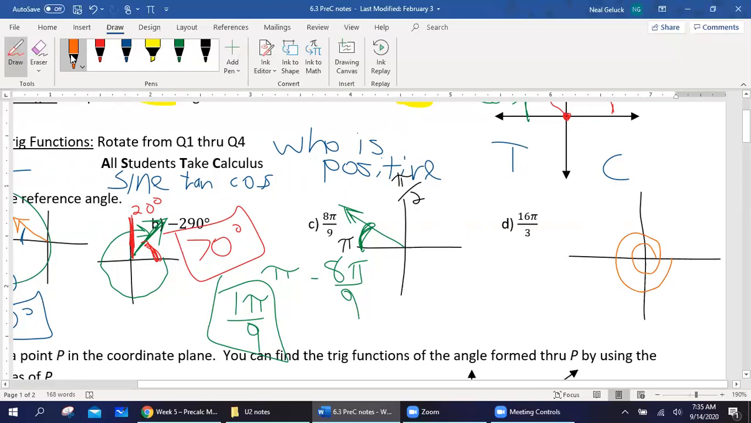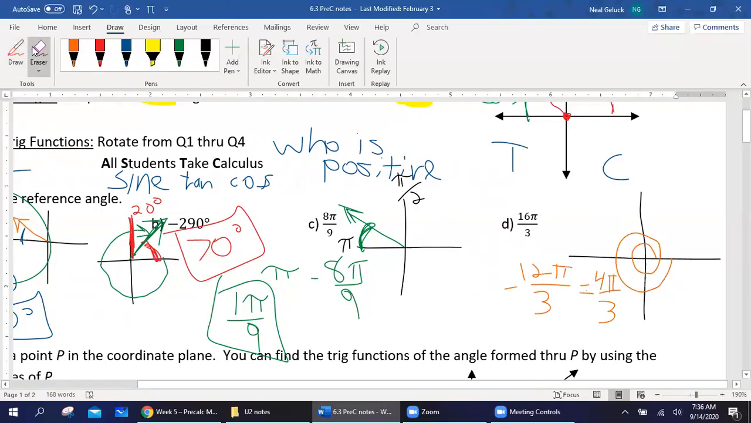So here's where I'm at. 16 pi over 3, I'm going to subtract off 12 pi over 3. This is basically doing that coterminal angle stuff. So I'm subtracting off those 2 full spins. That leaves me with 4 pi over 3 left over.